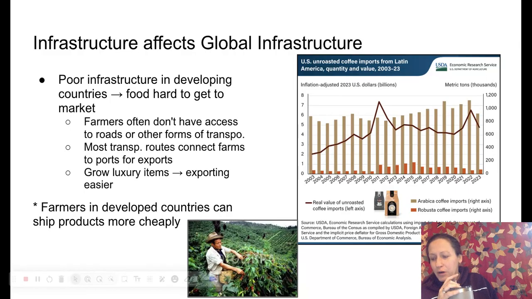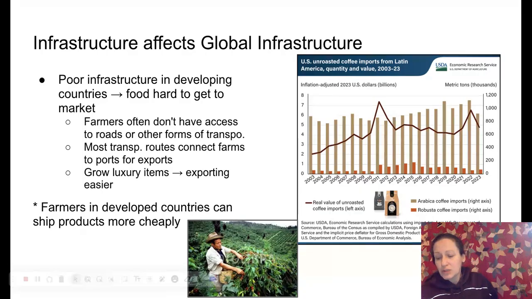All right. Poor infrastructure in developing countries makes it hard to get their food to market, right? You might be able to get your food to the port to be exported, but there might not be a road to get it to the local market for the people a town over, right? It's easier to actually get it to the outside world. Crazy, right? Farmers often don't have access to roads, bridges, railways, even Wi-Fi and electricity, infrastructure that's needed to move crops to a more local market.